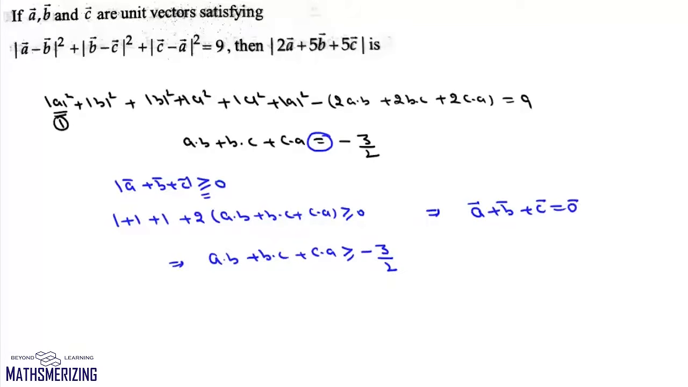Now if A plus B plus C is 0, then we can write B plus C will be equal to minus A. So it will be 2A minus 5A, which is mod of minus 3A, which is nothing but 3. So the answer to this question is 3.